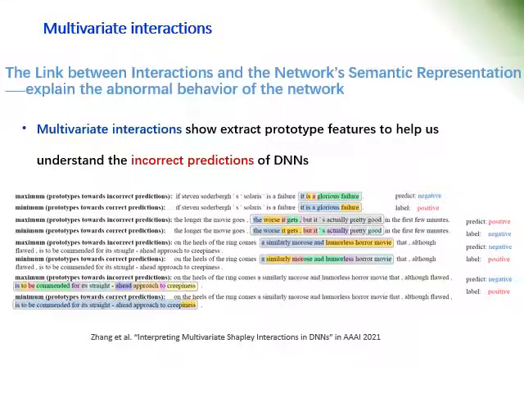Beyond the multi-order interactions, we also define the multivariate interactions. Sometimes we can consider the multivariate interactions as the prototype features to understand the behavior of a DNN. The multivariate interactions indicate the interaction between multiple input variables. If the network makes an incorrect prediction, we can extract the multivariate interactions inside the input sentence to explain the collaboration between the words that are responsible for the incorrect prediction.